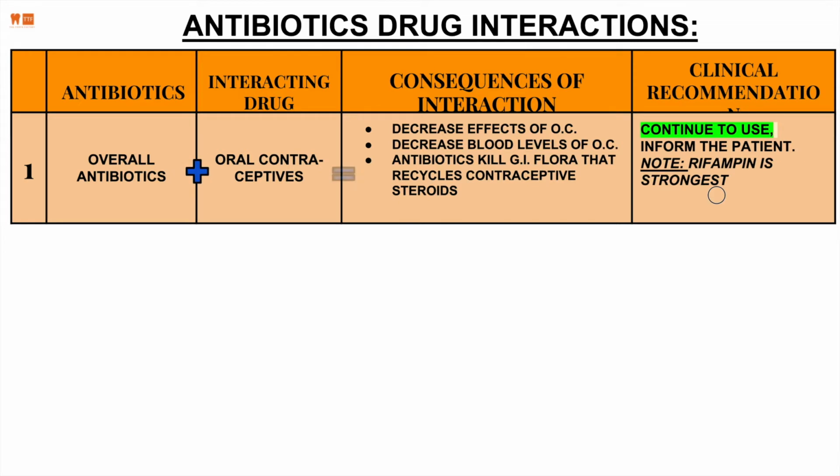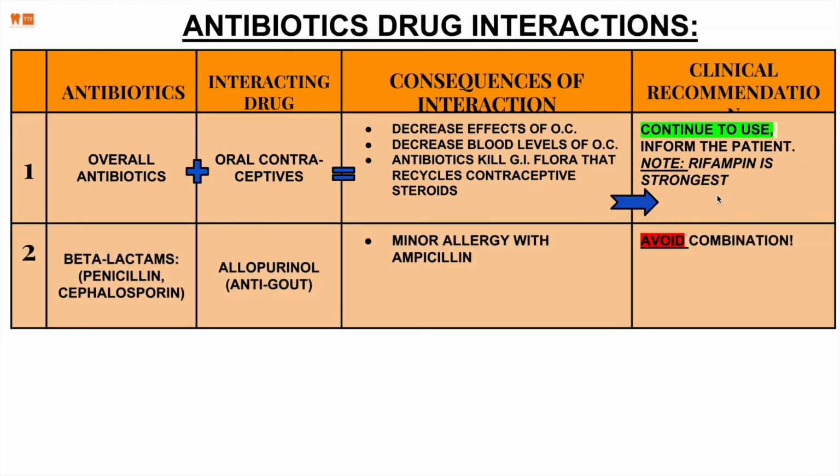Next, beta-lactams such as penicillins and cephalosporins, which we covered in our antibiotics videos. When they are mixed with allopurinol, which is an anti-gout medication, it can lead to minor allergies, especially with ampicillin, which is one of the penicillins. Therefore, we must avoid the combination of penicillin and cephalosporins along with allopurinol.